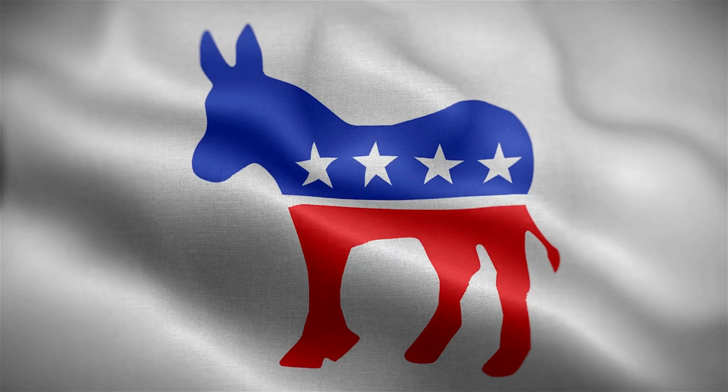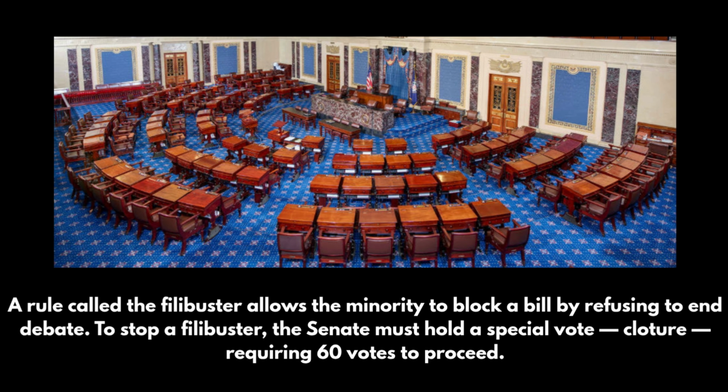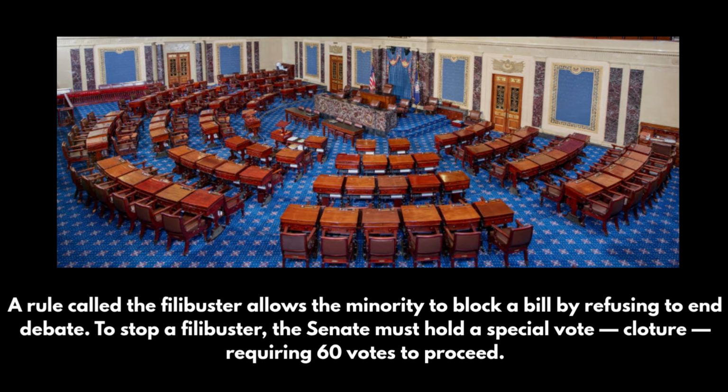Democrats now controlled the White House. They controlled the House of Representatives. And in the Senate, they were closing in on the most important number in American lawmaking, 60. Because in the United States Senate, passing a bill does not simply require a majority. A rule called the filibuster allows the minority to block a bill by refusing to end debate. To stop a filibuster, the Senate must hold a special vote, cloture, requiring 60 votes to proceed.